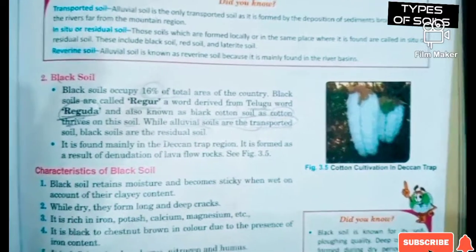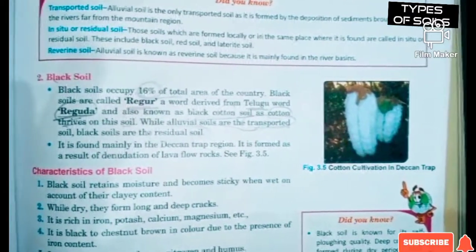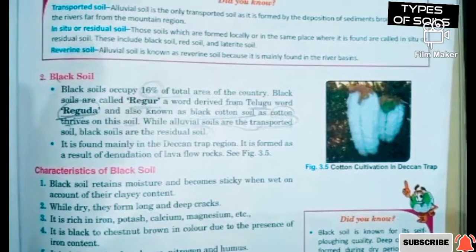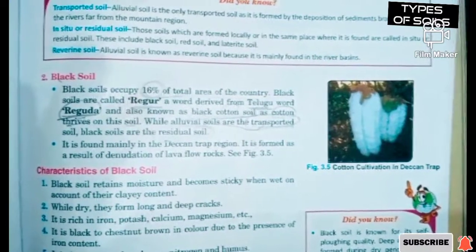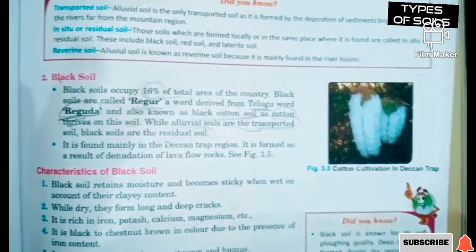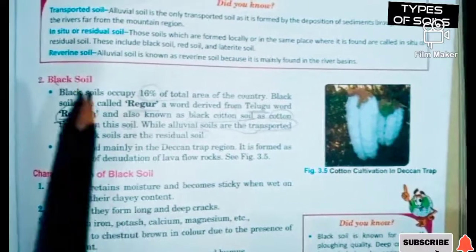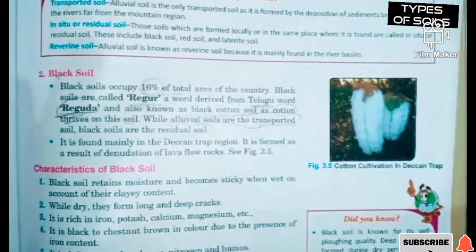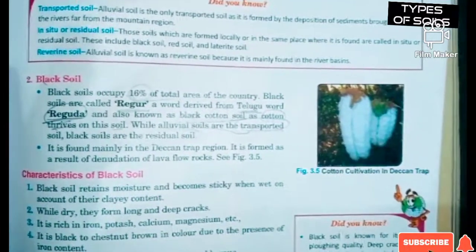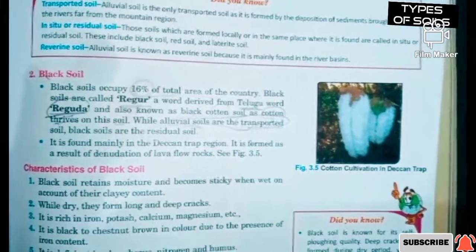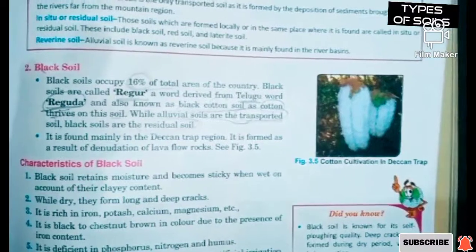This means the soil is formed at its original place without being transported from one place to another, just like black soil. So you will have 1-2 questions, name the transported soil or the residual soil. So you should try to memorize like that.